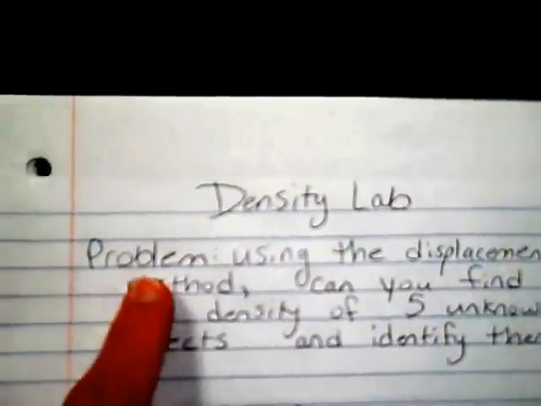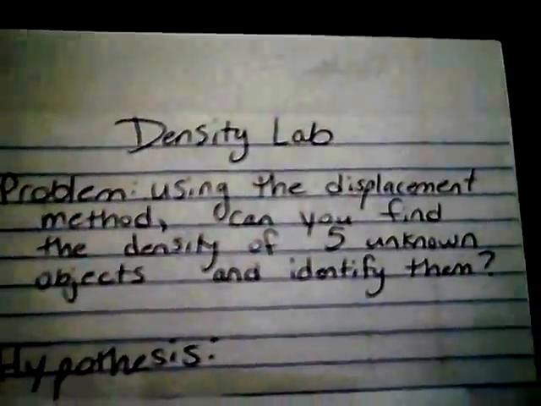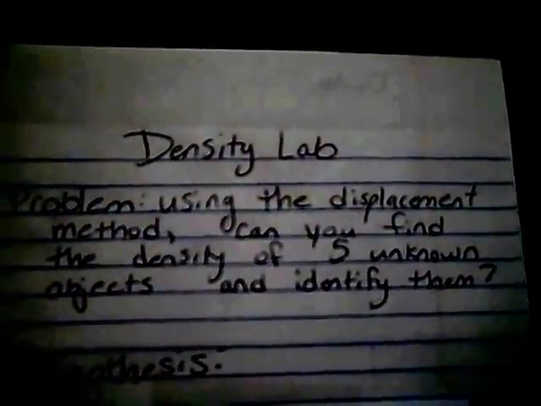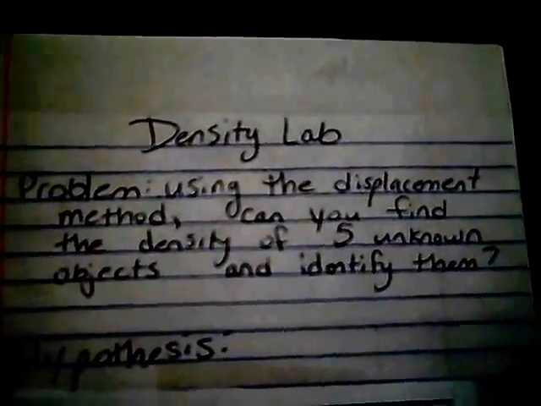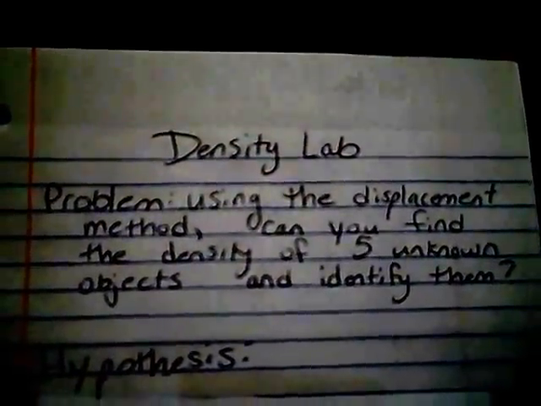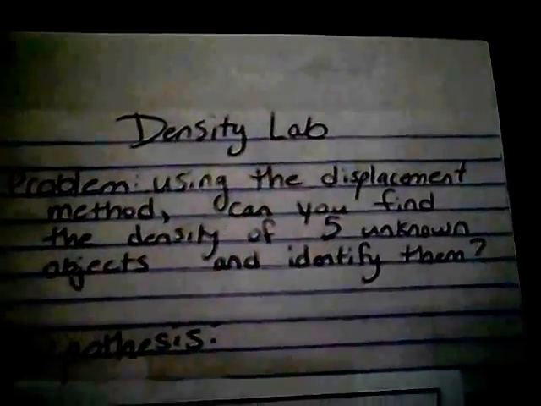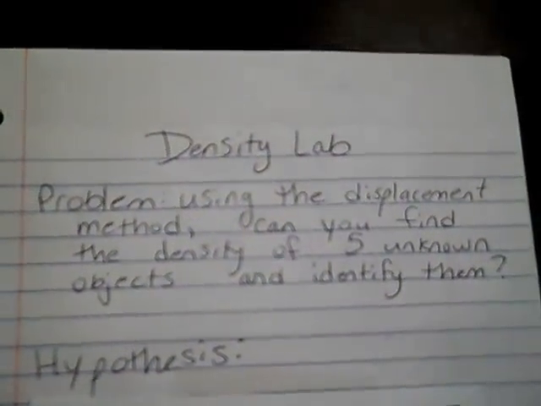And a good scientist always has a problem to solve. So here's our problem for this experiment. Using the displacement method, can you find the density of 5 unknown objects and identify them? So go ahead and copy that down. In today's lab, we are using the displacement method to find the density of 5 unknown objects and then identify those 5 objects.